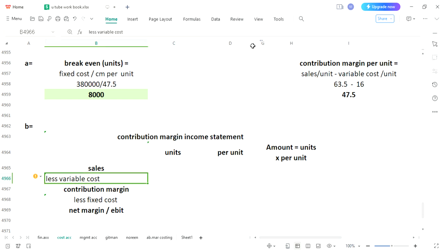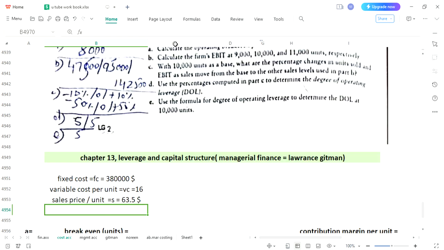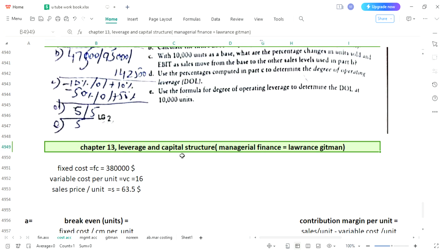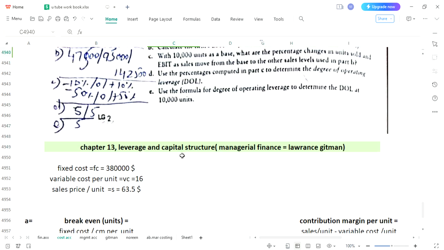Okay, from here we will be putting required amounts to calculate our net margin, which is EBIT. Go back to the requirement, look over here, calculate EBIT, earning before interest and tax. To calculate earning before interest and tax, you will have to follow this statement. This is called contribution margin format income statement. Now we need to put the number of unit at first stage.